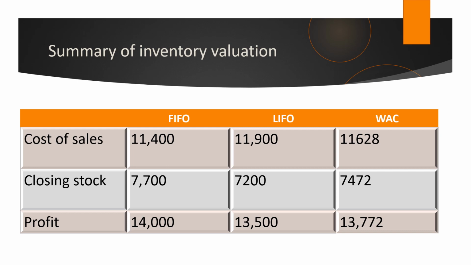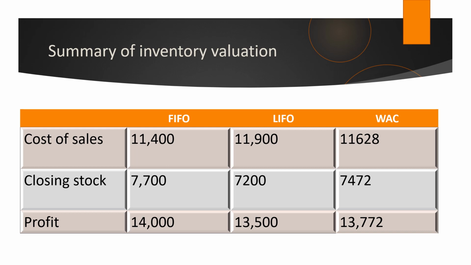Then the closing stock figure is highest in the FIFO method. Why? Since we are going to issue the stocks with the old inventory, the remaining items are with the current prices, which are high compared to the old prices in the case of an inflationary scenario. And you can see the in-between figure in the weighted average cost.